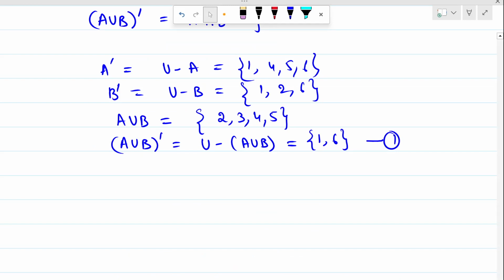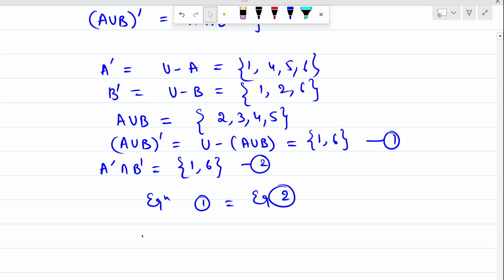Next we have A complement intersection B complement. So we have 1 and 6. So from here equation 1 is equal to equation 2. Therefore De Morgan's law is verified. A union B complement is equal to A complement intersection B complement.